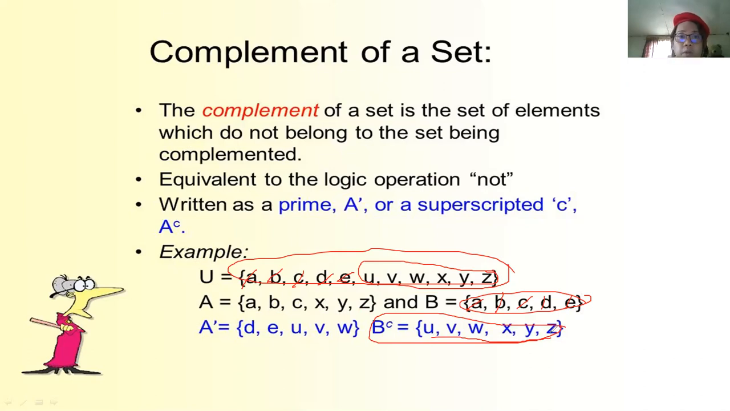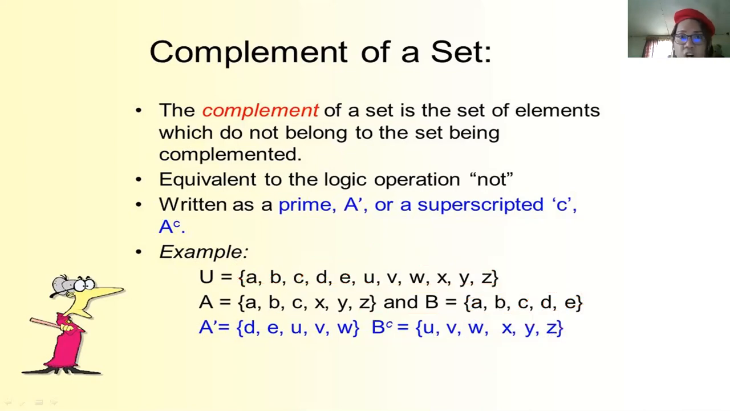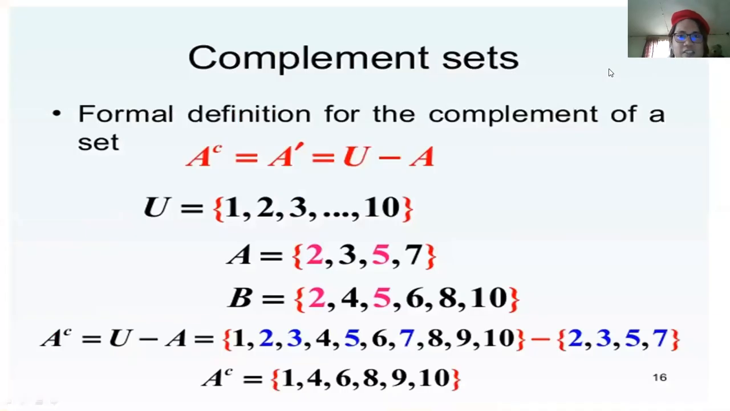Again, when we say complement of a set, that means the set of elements which do not belong to the set being complemented. So I hope we are clear on that. So the complement of sets in a formal definition, as you can see, I'll just encircle this one, they are just the same. So if you see this notation, that means complement of A. This one, another A prime. This one is A superscripted C. This one is A prime.